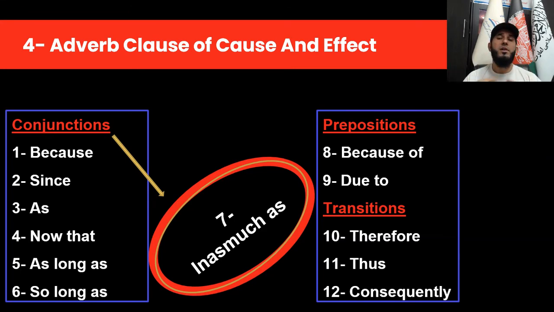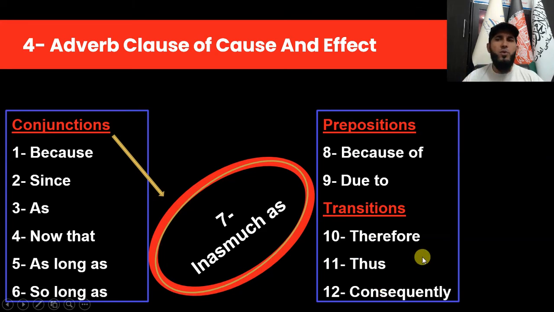So because of a problem, he couldn't come to the class. Okay, so because of a problem. See, it's a phrase, an adverb phrase. I mean, it still has the same job, but it's a phrase. And here we have therefore, thus, consequently.